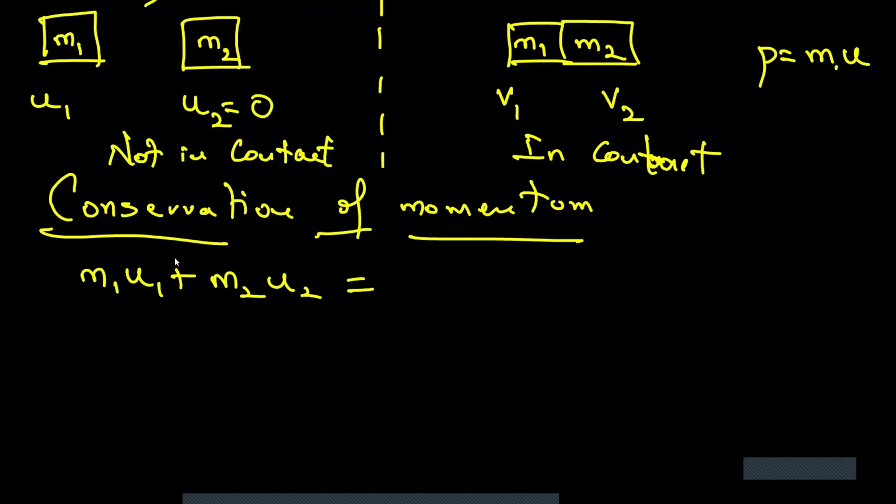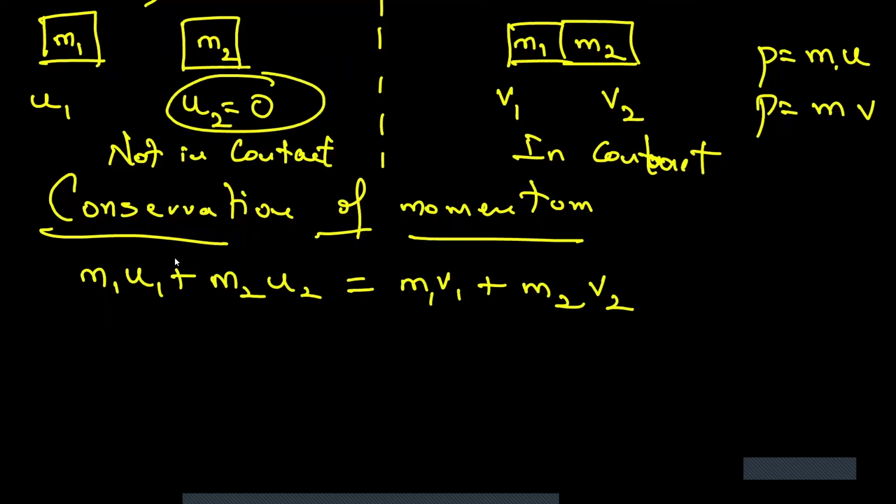The main change is the velocity is no more u, it became v. So you write m1v1 plus m2v2. What formula? P will be equal to m into v. Why am I changing letters? Because one is initial, the other one is final. That's how things work. Now, if you observe properly, according to my left side, I wrote something here.